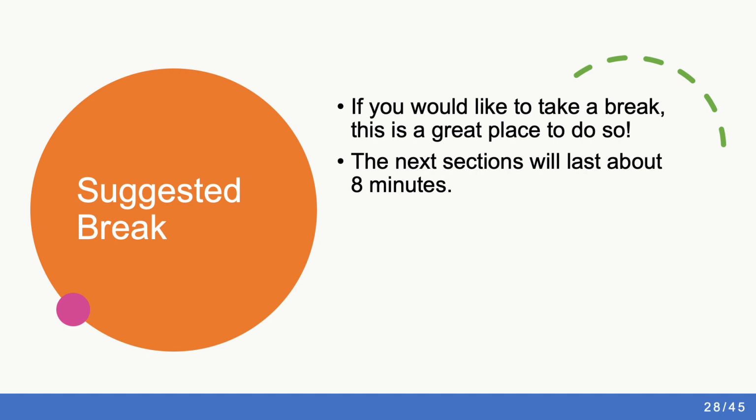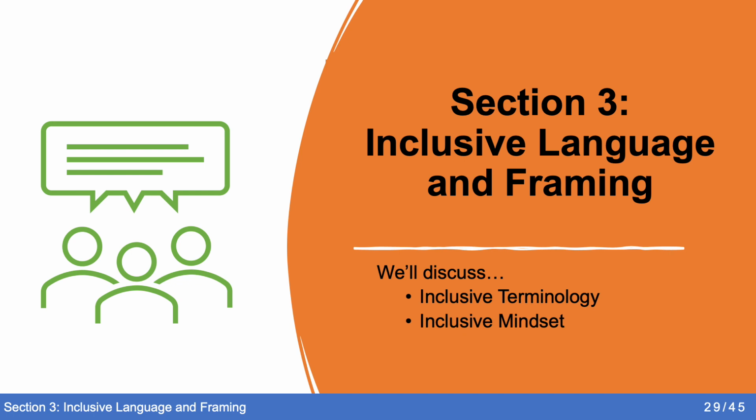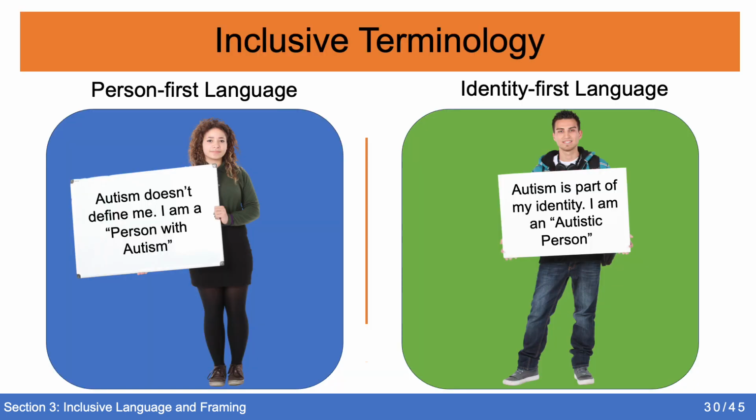Section 3, Inclusive Language and Framing. In this section, we'll discuss terminology choices researchers can make to be more inclusive and the mindset required to create truly inclusive research. There is a big debate about the terms to use when talking about autism.